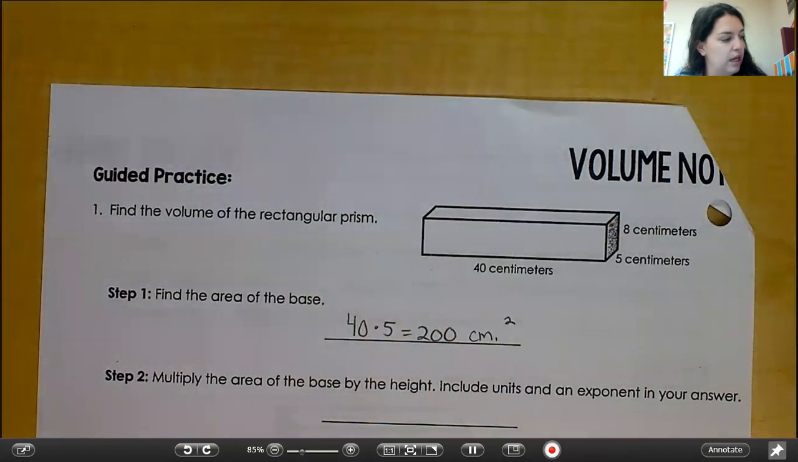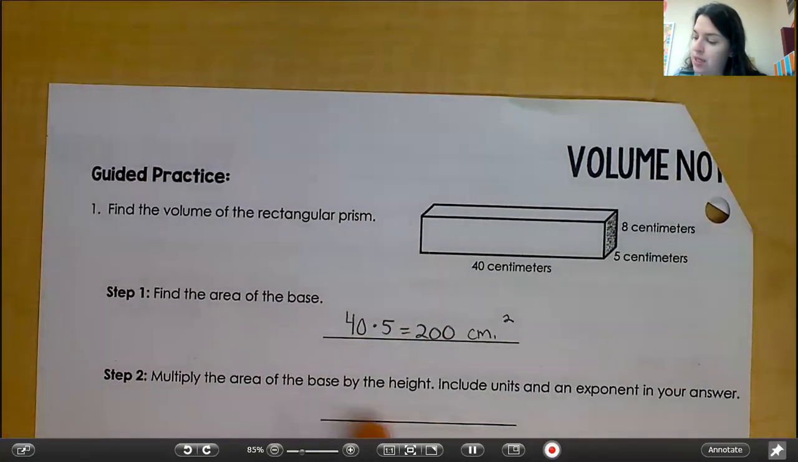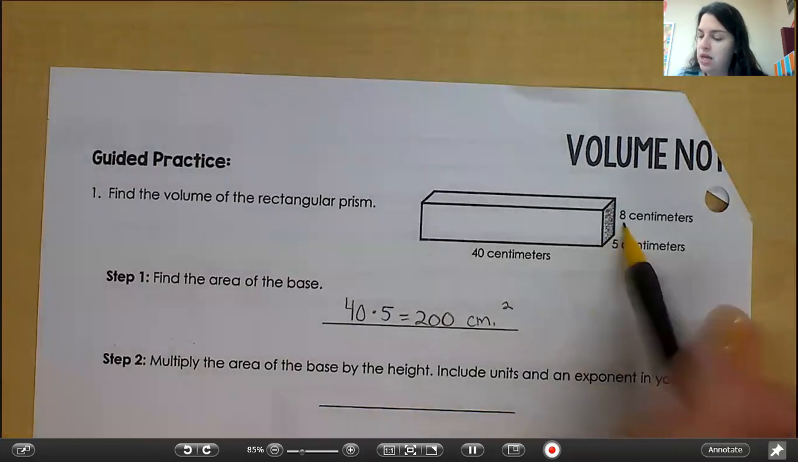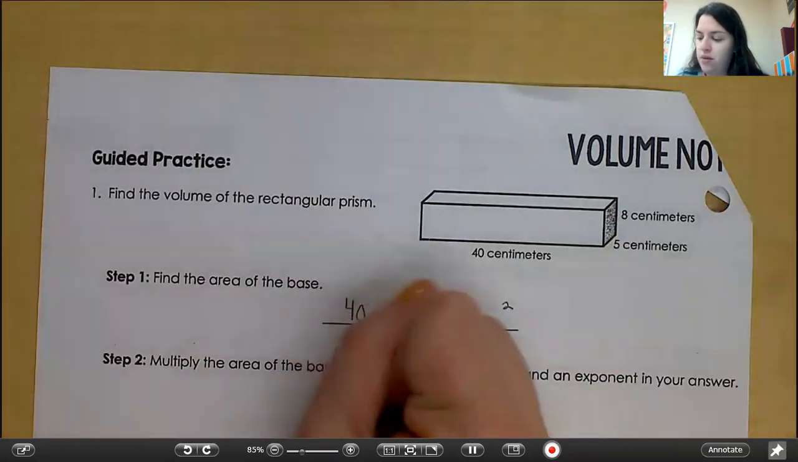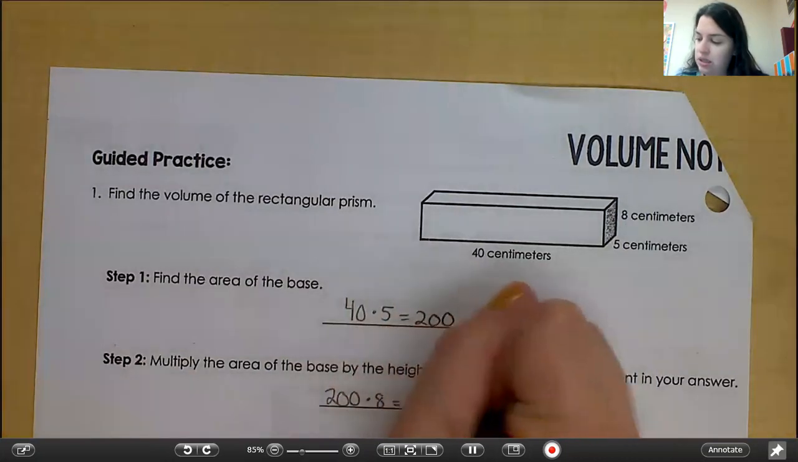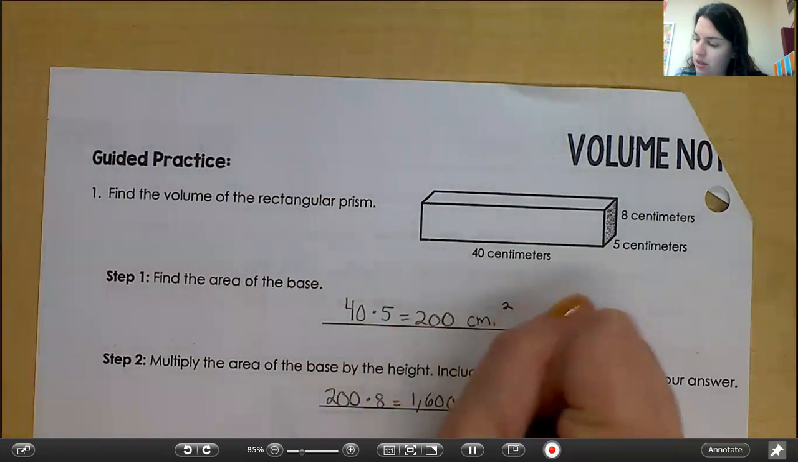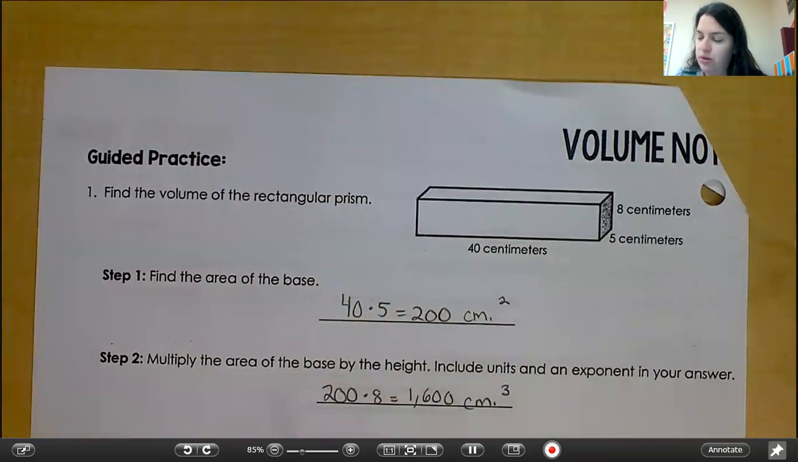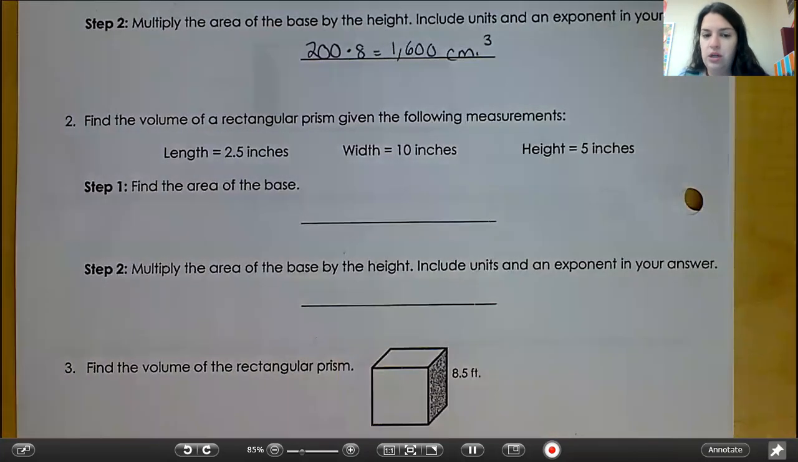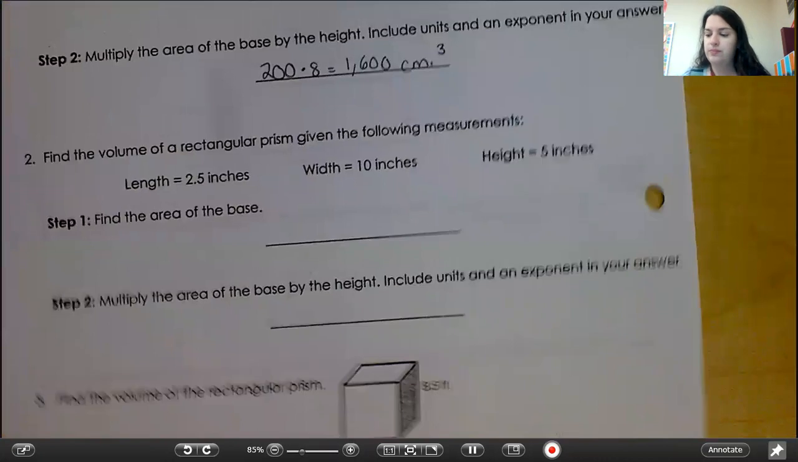Multiply the area of the base by the height, include units and exponents. So remember, height is the only one that we haven't used yet, 8. So 200 times 8 is 1,600 centimeters cubed because we're doing volume. I would like you to try numbers 2 and 3 in your guided practice on your own.